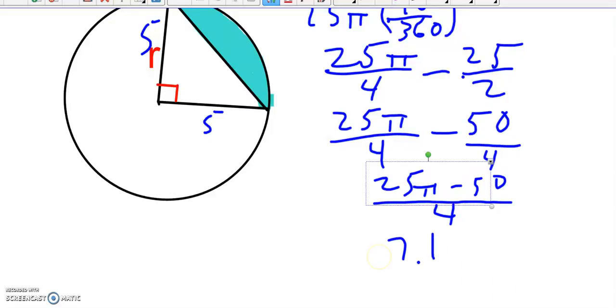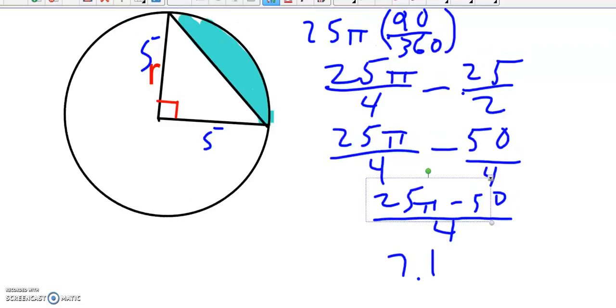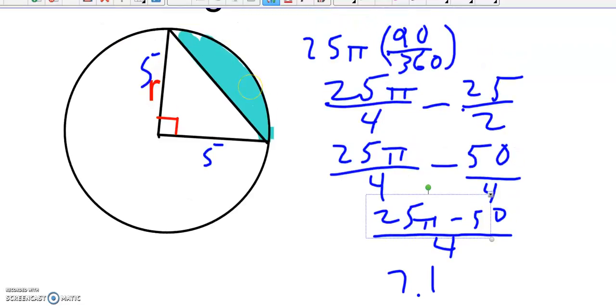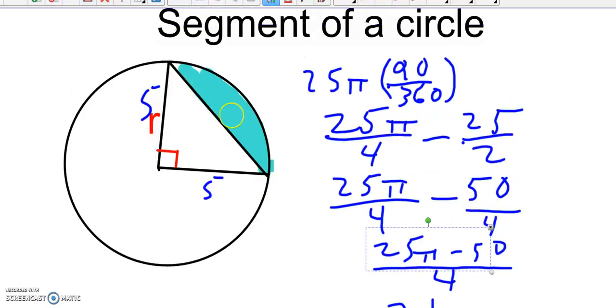Last step, just say to yourself, does this make any sense? If the area of the whole circle was 25 pi, which is going to be a little more than 75 since pi is a little more than 3, this is maybe a little less than 10% of that. But I can buy that because this is really only a small sliver of the circle that's been shaded here. So this is how you go about finding the area of a segment of the circle.